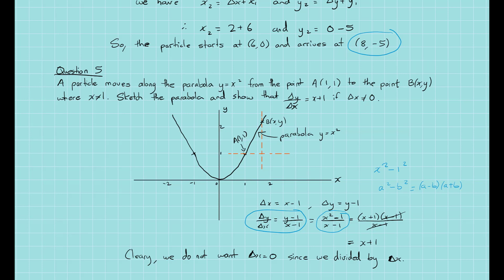Of course, we don't want delta x to be 0 because as you can see, we're dividing by x minus 1 and that's delta x. So if that's 0, that's a problem because we don't divide by 0.